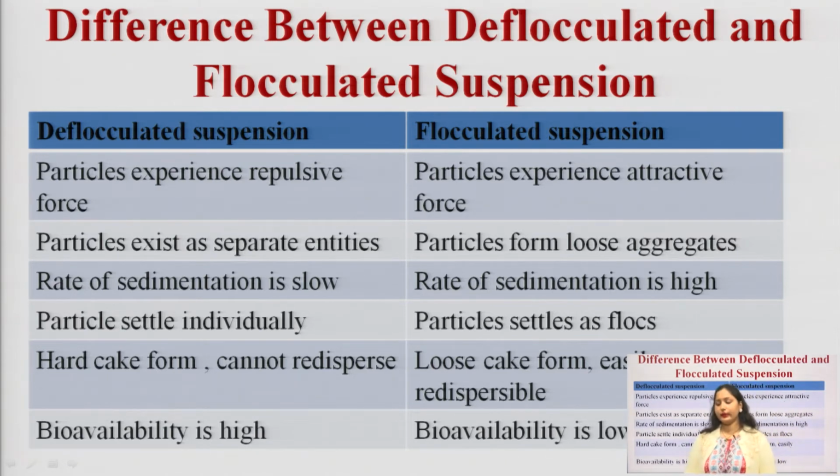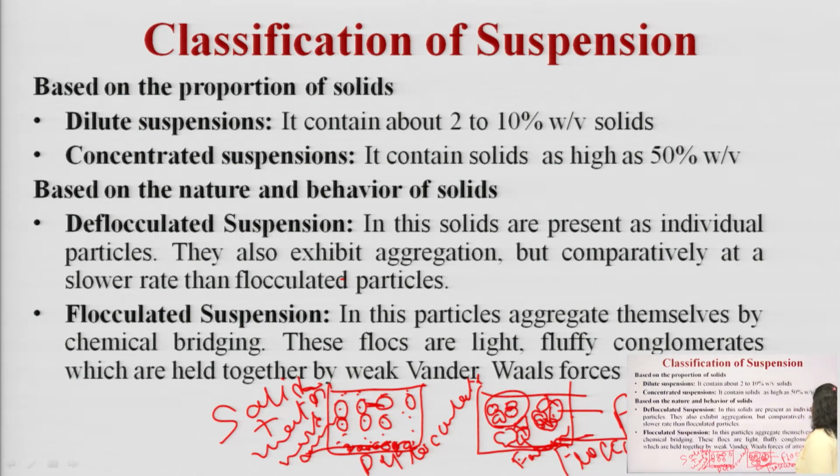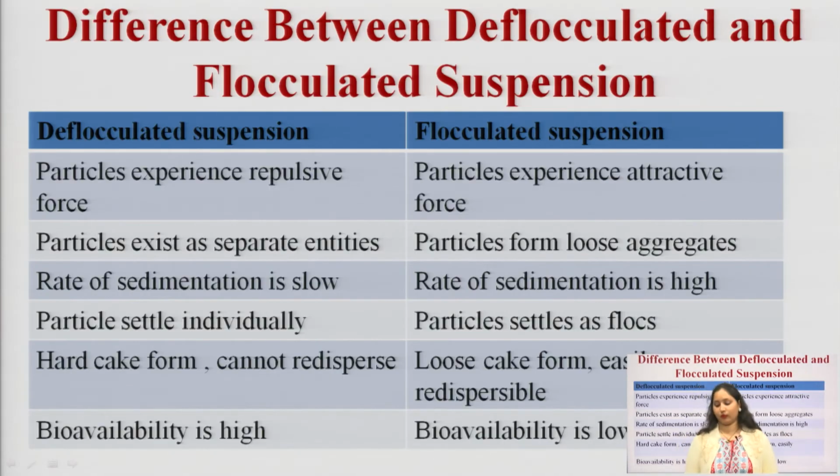Particles settle individually in one, and settle as flocs in the other. Hard cake forms and cannot be redispersed, versus loose cake forms and is easily redispersed. In deflocculated suspension, since individual particle settling takes place, they have the tendency to form a hard cake. Here, settling of the flocs takes place, and they have the tendency to form a loose cake. Bivalency is high in deflocculated suspension, and bivalency is low in flocculated suspension.